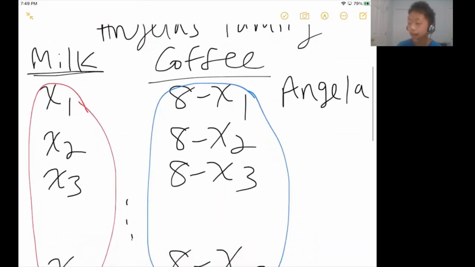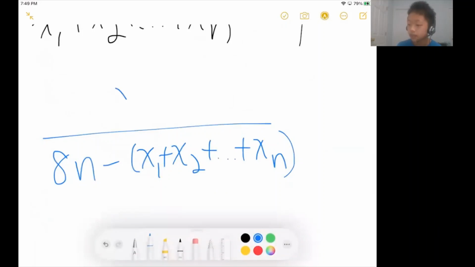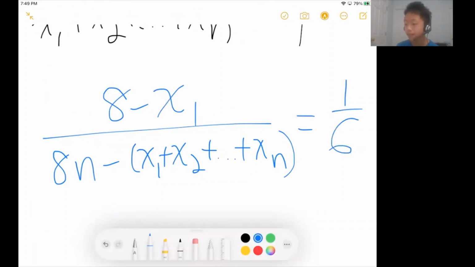So we know Angela drank 8 minus x1 amount of coffee, right? So we have 8 minus x1, and this has to equal 1/6. So we can simplify this, right?